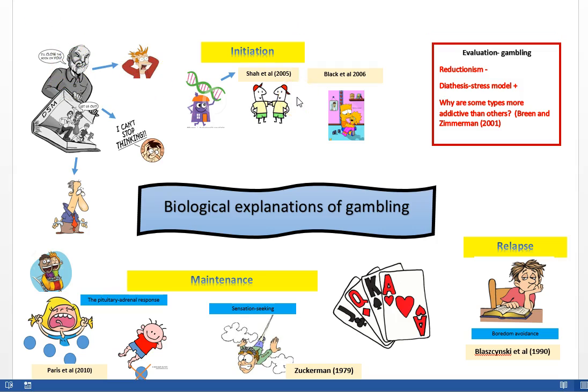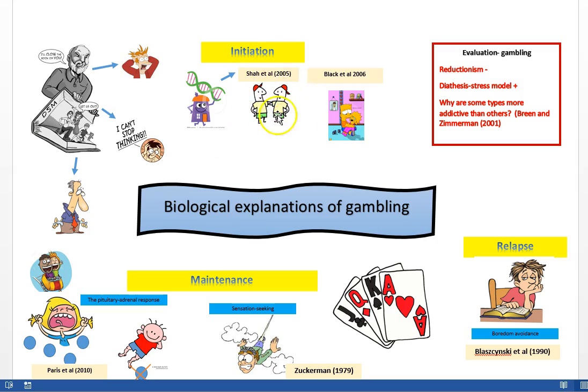So as you know, this section is split into initiation, so how, for example, gambling starts, and why people maintain their gambling behavior, and why it's difficult for them to stop it and they keep relapsing. That means they keep going back to the same gambling behavior. So for initiation, looking at the biological explanation, it's all to do with our genetics, what we actually inherit from our parents, and so on.